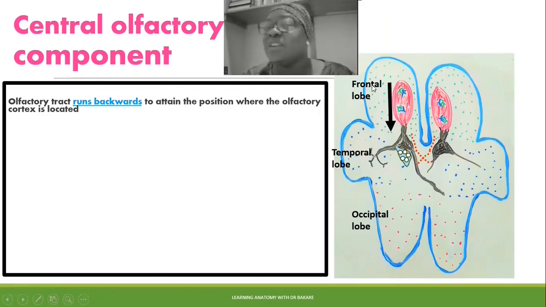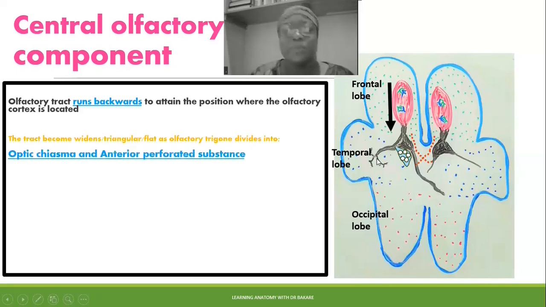You know that the frontal lobe of the cerebral cortex is located in the anterior part, and we have the olfactory cortex, which is a collection of structures located around the base of the temporal lobe. It means that the olfactory tract will need to be directed posteriorly so as to assume the position where we have the olfactory cortex. So it is directed posteriorly to attain that position.